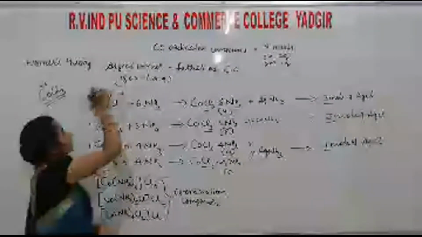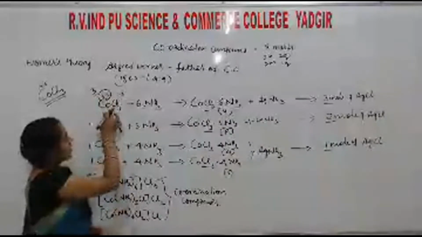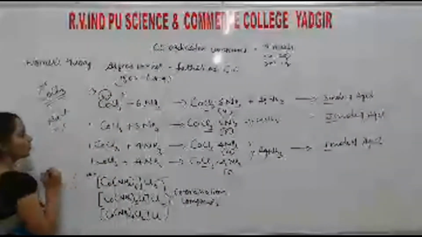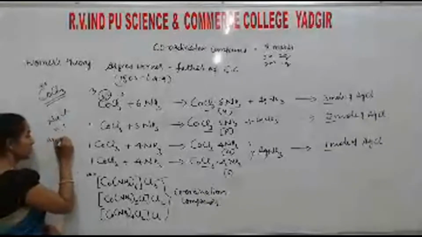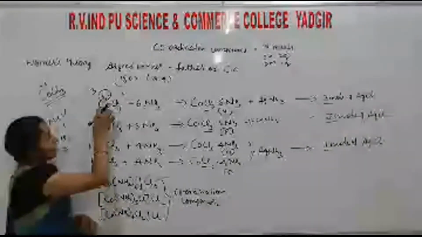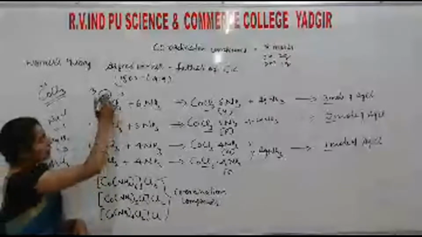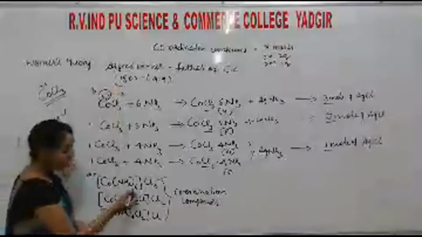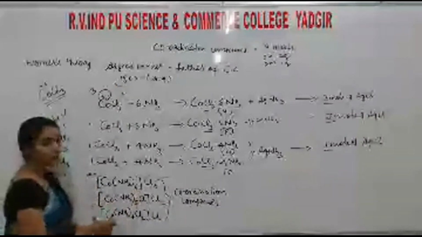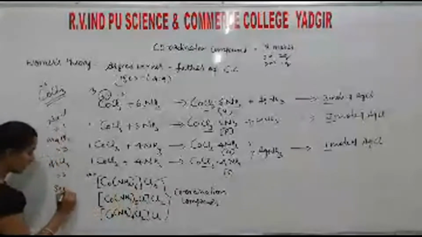Here, as I told you, this is +3, this is -3, which means the valency is 3. But how many bonds are bonded here? 6. Valency is 3, as I told you, +3 state. For example, NaCl: valency is 1. If you take MgCl2, valence is 2. For AlCl3, valence is 3. Similarly, CoCl3, valence must be 3. But here 6 bonds are bonded, so the valency and the number of bonds are different here. So we introduce a word, secondary valency.